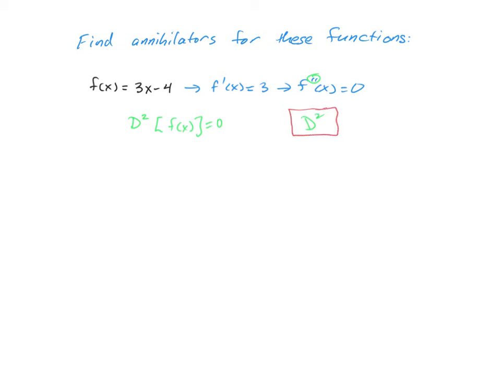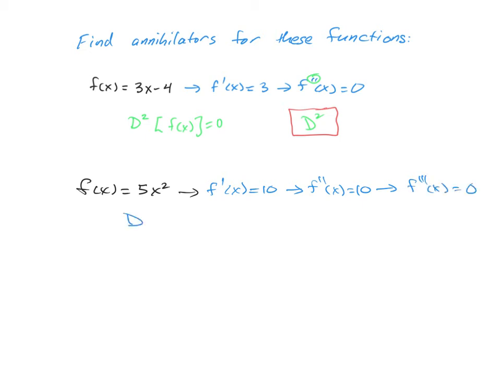Now let's move on to the next function, which is f of x is equal to 5x squared. Once again, we can take derivatives to figure this out. The first derivative would be 10x. The second derivative would be 10. And then the third derivative would be equal to 0. So it's the third derivative of the function f of x that gives us 0, which makes D to the third power our annihilator here.